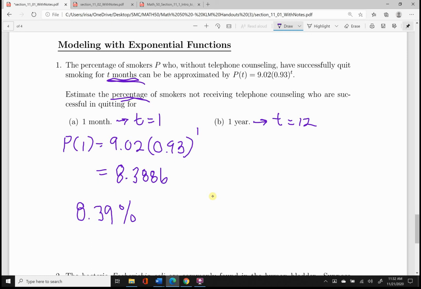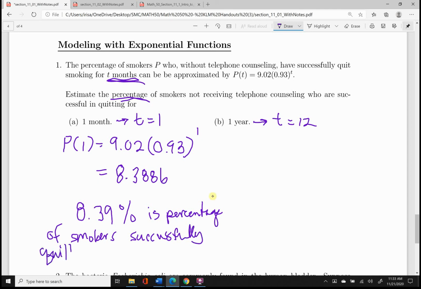And so this is the percentage of smokers successfully quitting after 1 month. For 1 month, successfully quitting for 1 month. Just put a little bit of closure on that calculation.